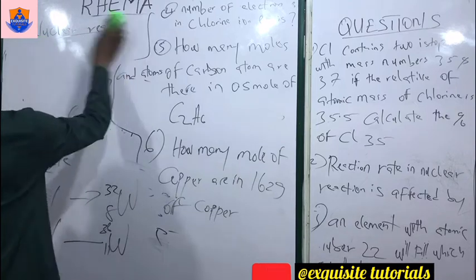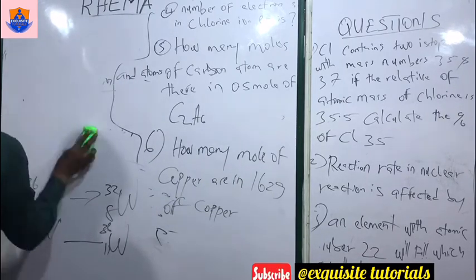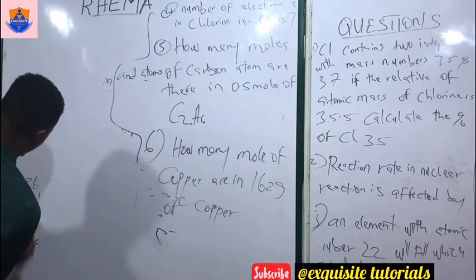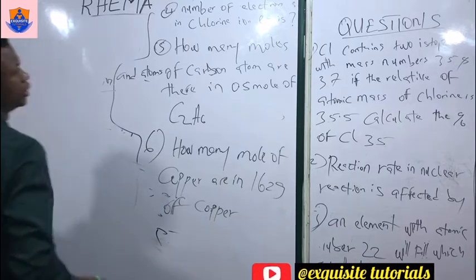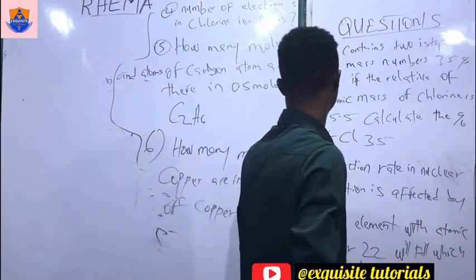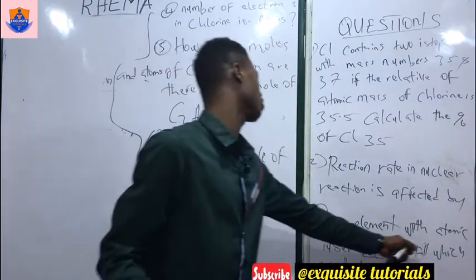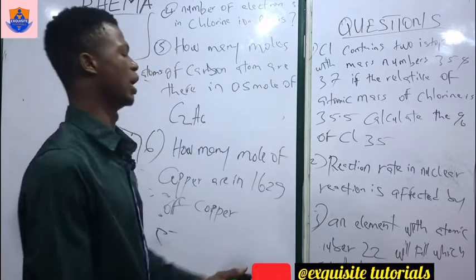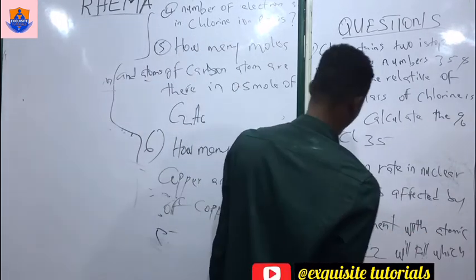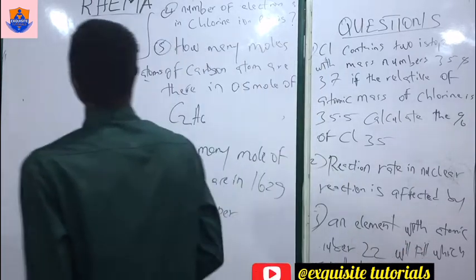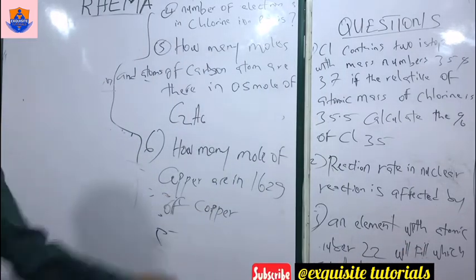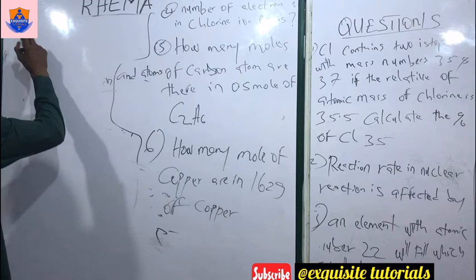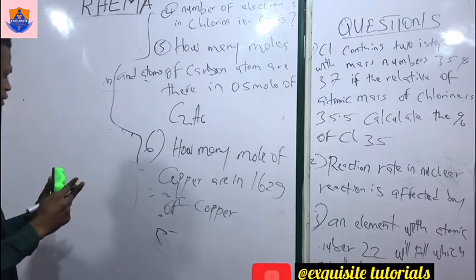Now let's take another question. Question number 3. I hope we are following. We'll have to be fast about that. An element with atomic number 22 will fill which orbital? So this particular question number 3 is talking about electronic configuration.